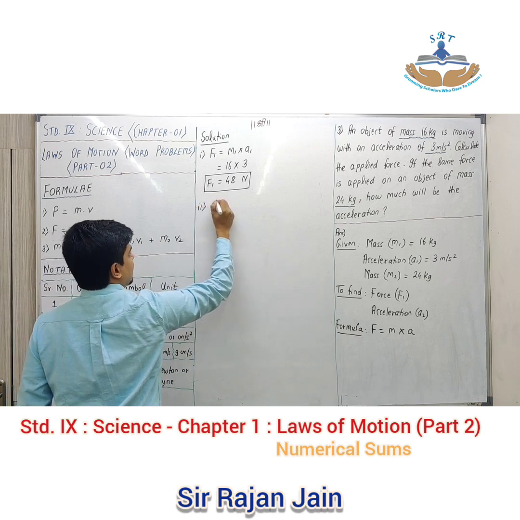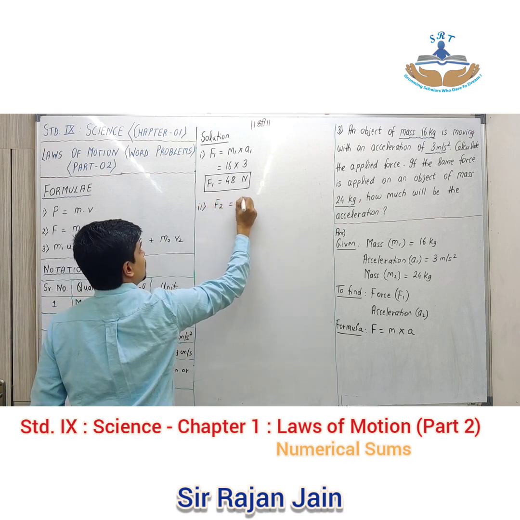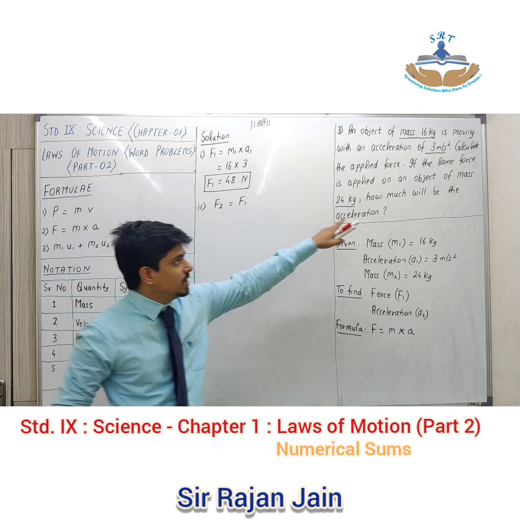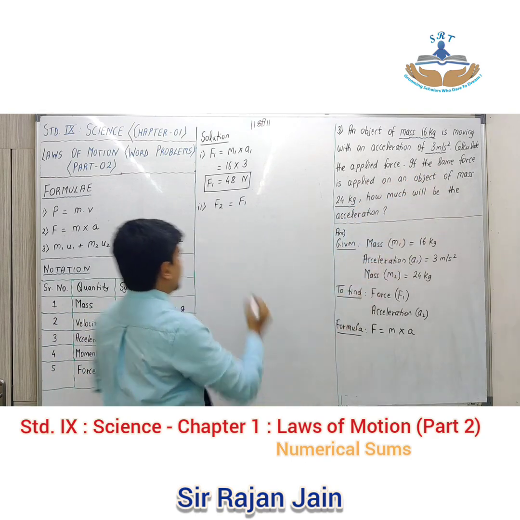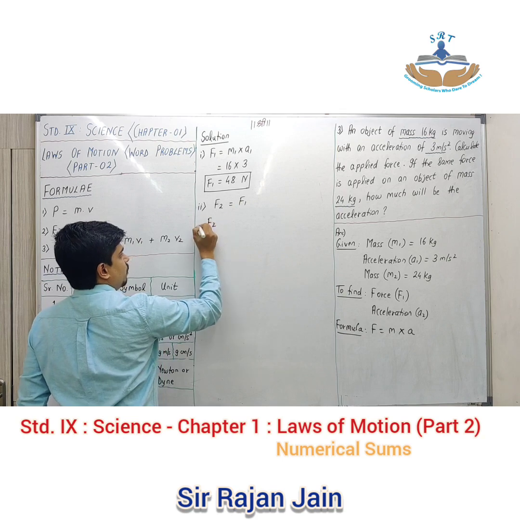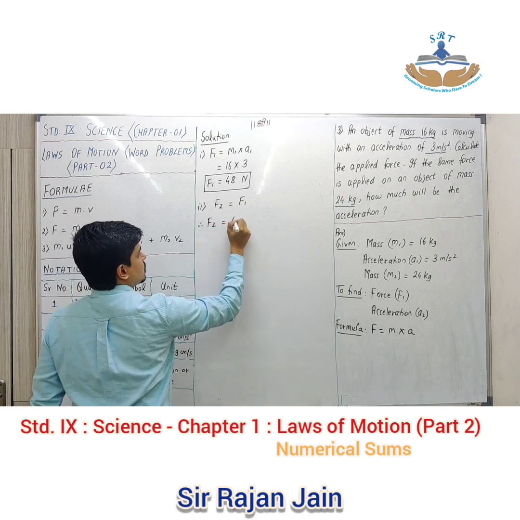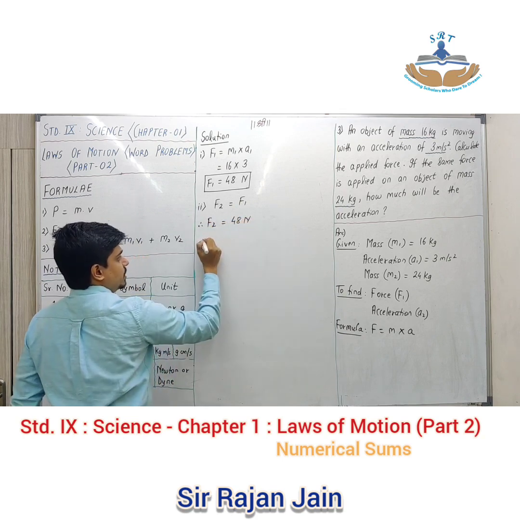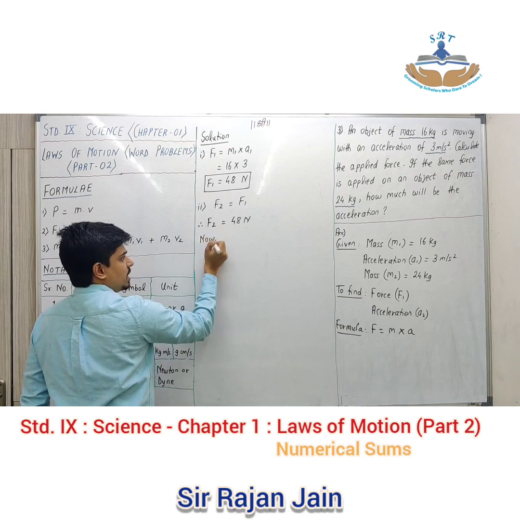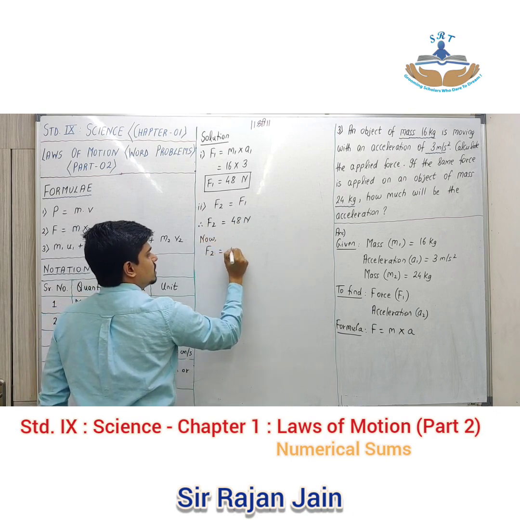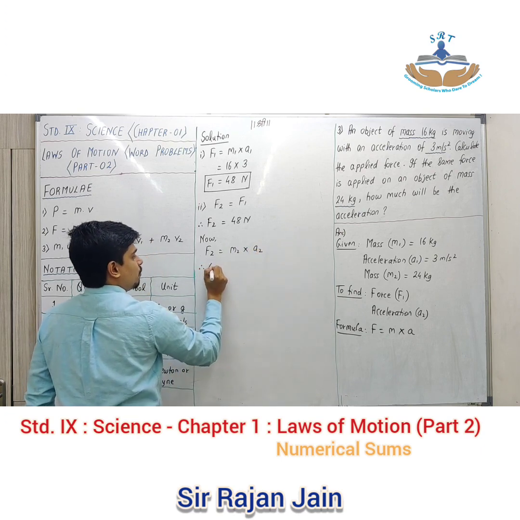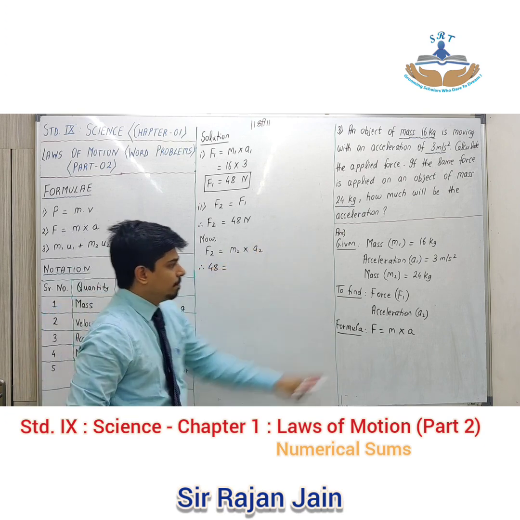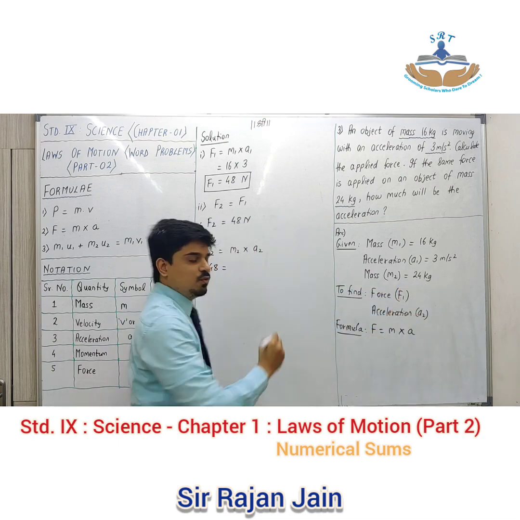For the second part, I will say F2 is equal to F1. That is what is given in the question, if the same force is applied on an object. Okay. So therefore, I'll say F2 is also equal to 48 Newton. Now you make use of the formula. F2 is equal to M2 into A2. Substitute. 48 is equal to mass of the second object is 24 kg.